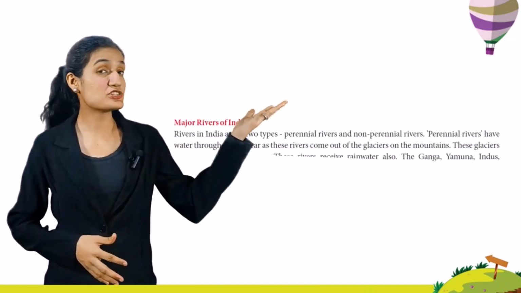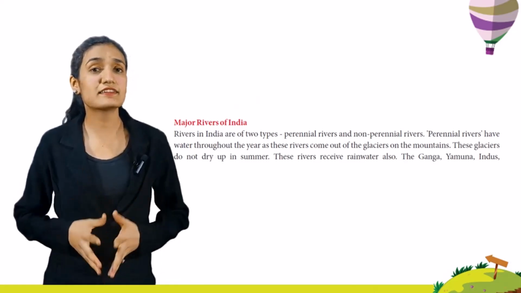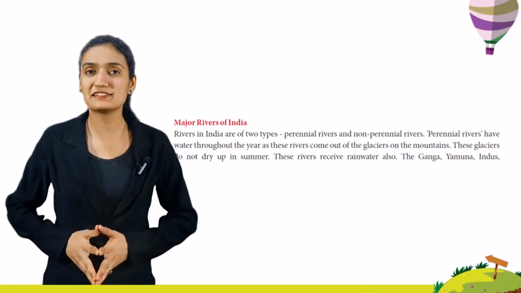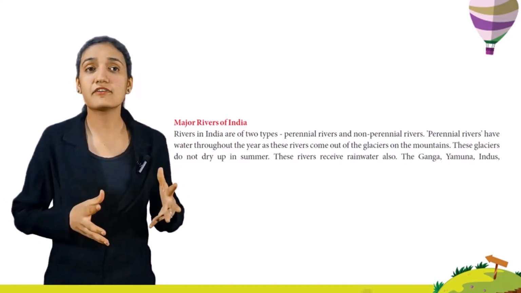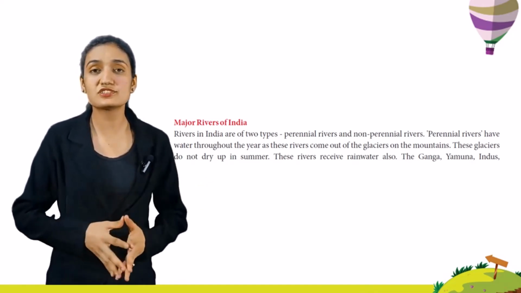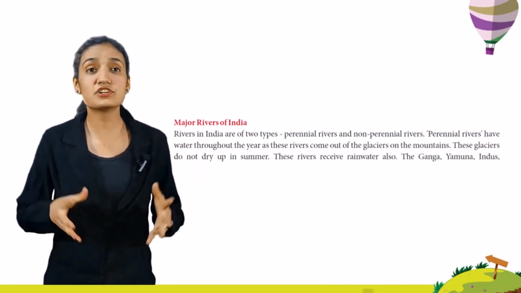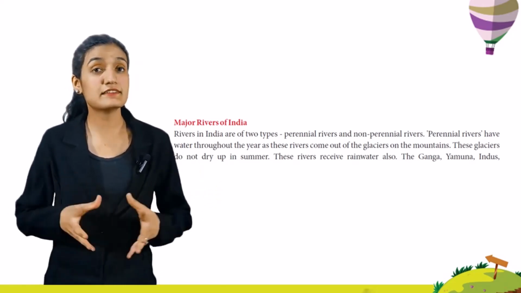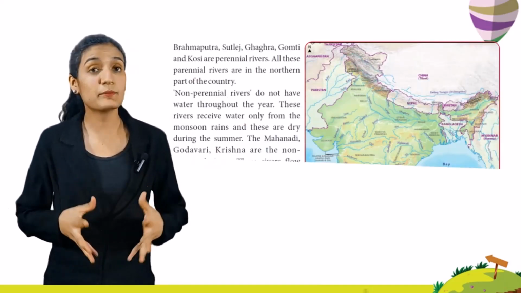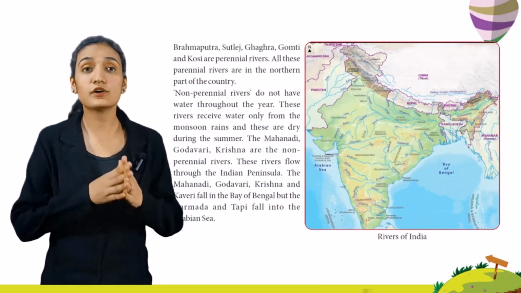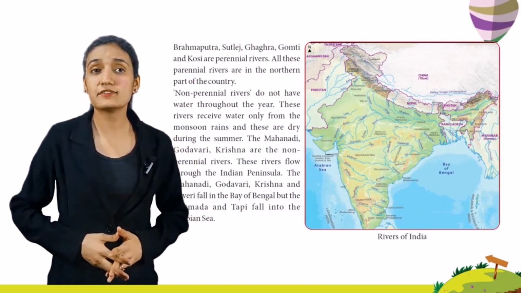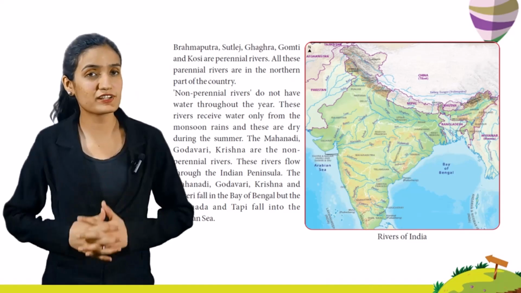Now, major rivers of India. Rivers in India are of two types, perennial rivers and non-perennial rivers. Perennial rivers have water throughout the year as these rivers come out of the glaciers on the mountains. These glaciers do not dry up in summers. These rivers receive rainwater also. The Ganga, Yamuna, Indus, Brahmaputra, Satluj, Ghagra, Gomti and Kosi are perennial rivers. All these perennial rivers are in the northern part of the country.